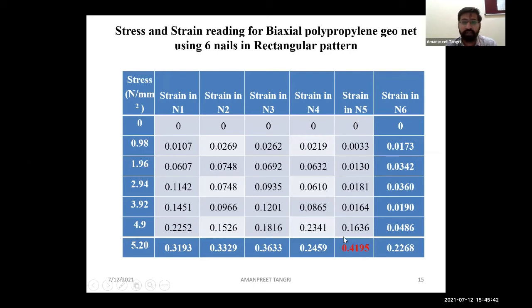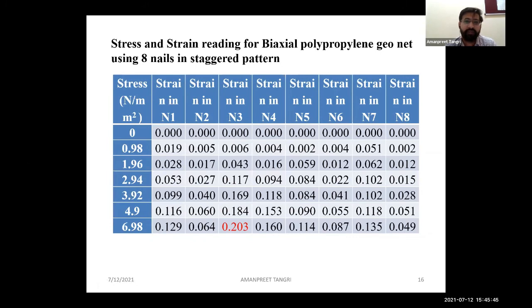that was 0.4195. But there was a little bit different behavior by this biaxial polypropylene unit in the 8 nails in the staggered pattern. In this case, the maximum strain was taken by the nail N3. This could be due to the reason that when the load was increased, nail 3 became so overstressed that it was not able to carry forward the load at that point, and therefore there was a failure in the whole slope, and the maximum stress taken by this material was 6.98 for the 8 nail staggered pattern.